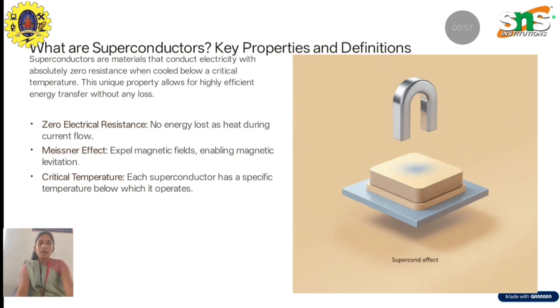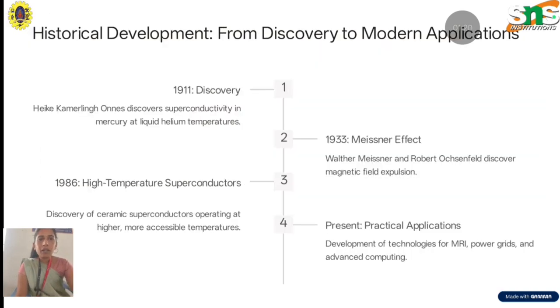In this case, the material does not allow the magnetic lines of flux to pass. That is called the Meissner effect. A very important point about superconductors is the Meissner effect; they obey it. And then critical temperature: each superconductor has a specific temperature below which it operates. And the next one is historical development.